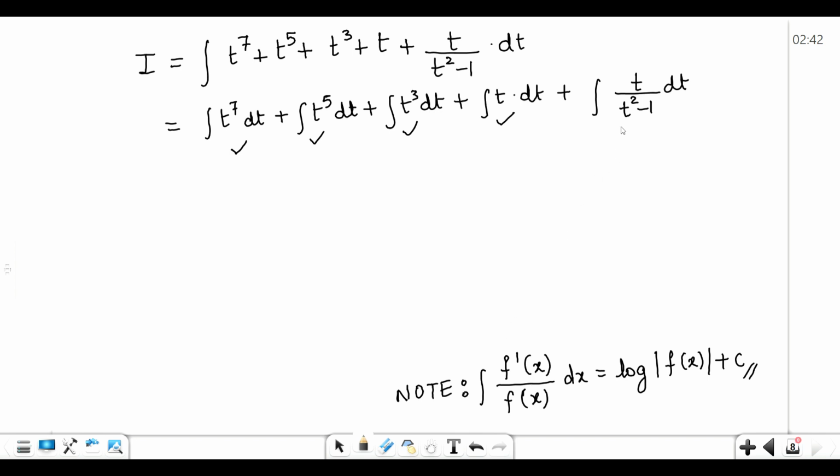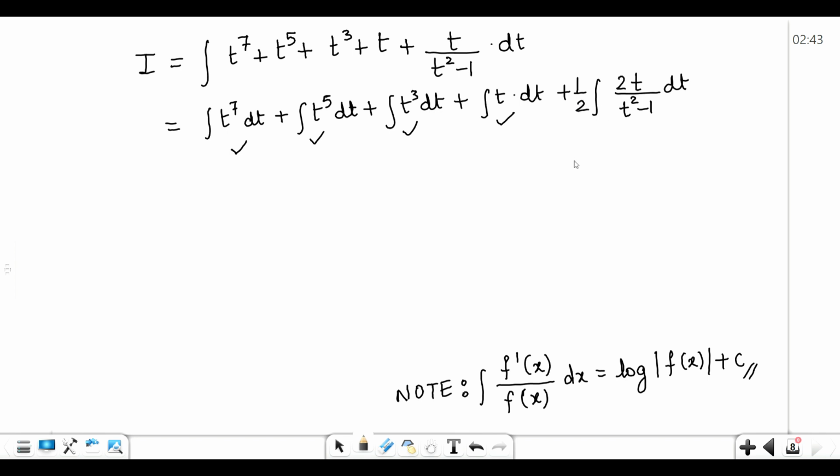So if you look at this, you have the original function in the denominator, and if you take the derivative of the denominator, this is nothing but 2t minus 0, which is 2t. Okay, so in the numerator we have only t, so what we'll do is multiply and divide by 2, so that it matches this property. Right, so I'll just rub this out and we'll multiply and divide this by 2.